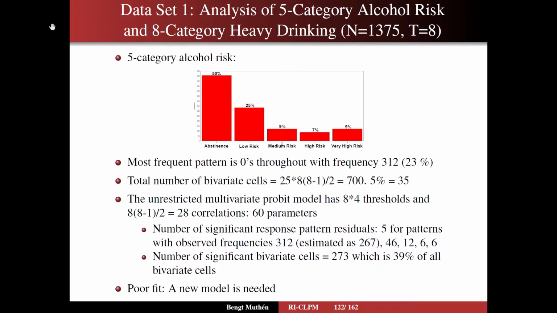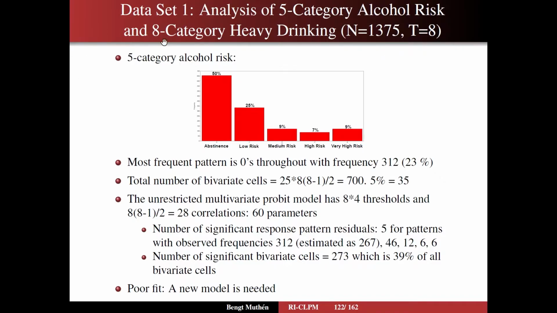Turning then to another example of a polytomous outcome. This is from dataset 1, the combined study. So we're looking at this 5-category alcohol risk variable. And we're also going to take a look at the 8-category heavy drinking variable. So here now sample size is bigger, 1375, and we have 8 time points.